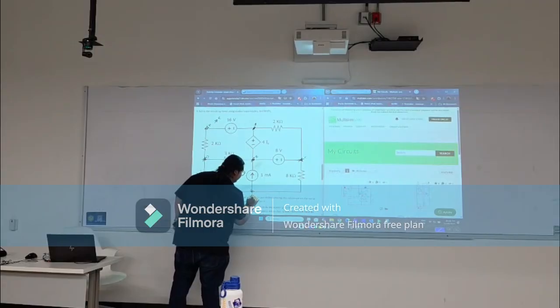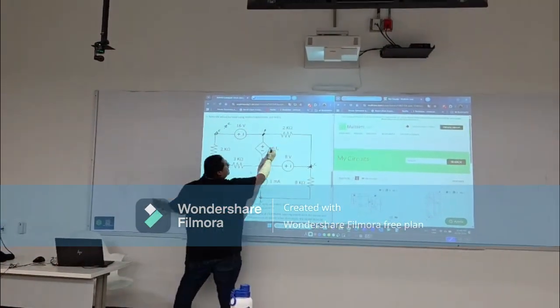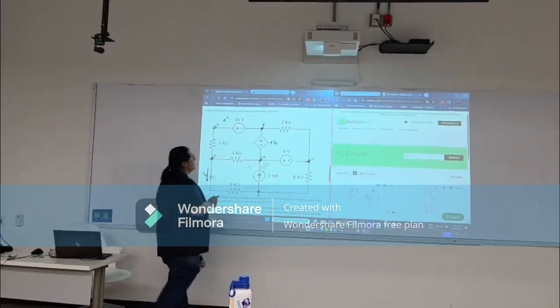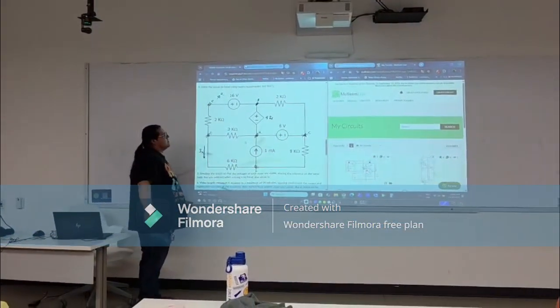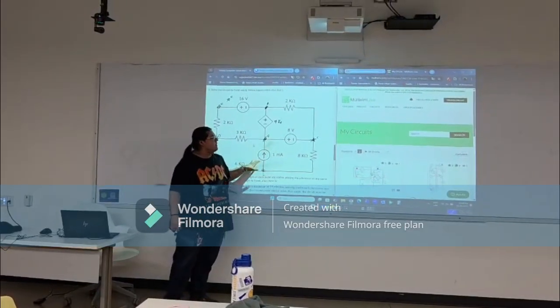A reference that goes to ground. So we have to be careful with this current, and you're going to ask why. Because we're going to be working with an independent current source. That means we need the current to work with. So as you can see, we have 5 resistances. That's easy peasy.